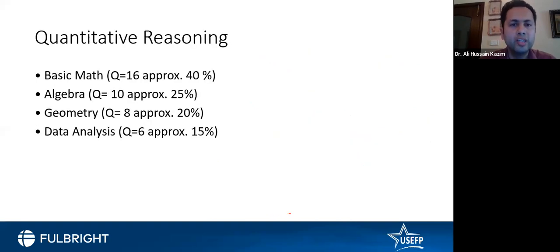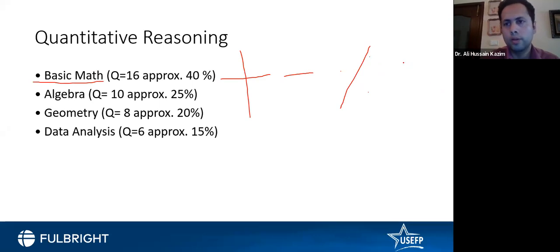So now the quantitative reasoning section. It is a basic math section. It has 16 questions, and roughly the basic math takes 40% of your section. So what is basic math? Basic math is basically arithmetic: plus, minus, division, and multiplication. The basic math is the four operations, and all these questions stem from that. Even if it's a word problem, it is basic math.